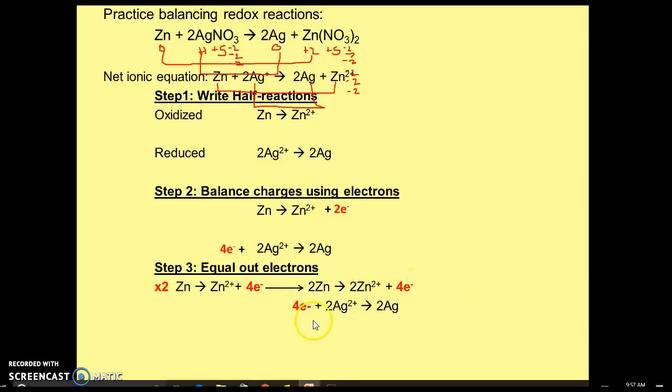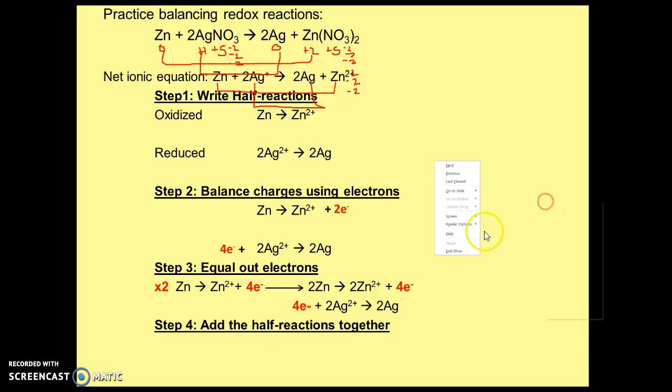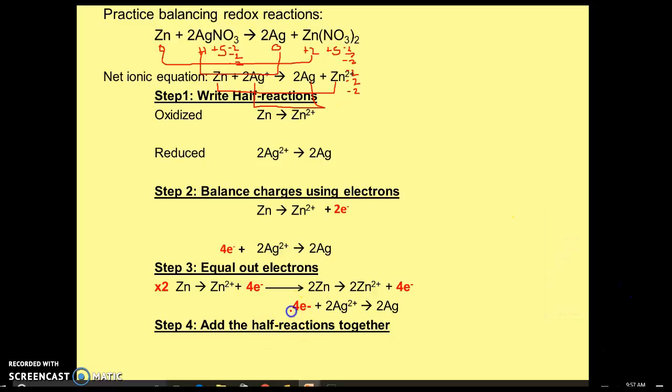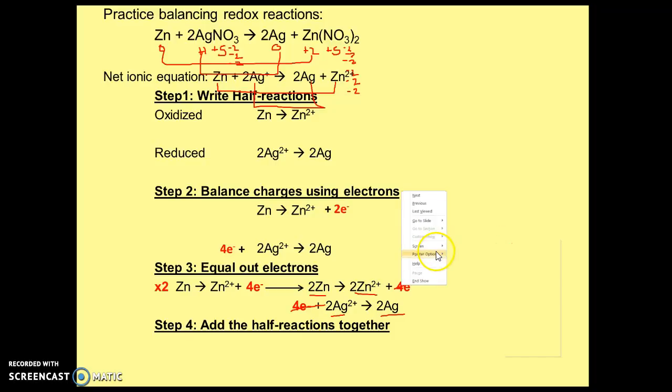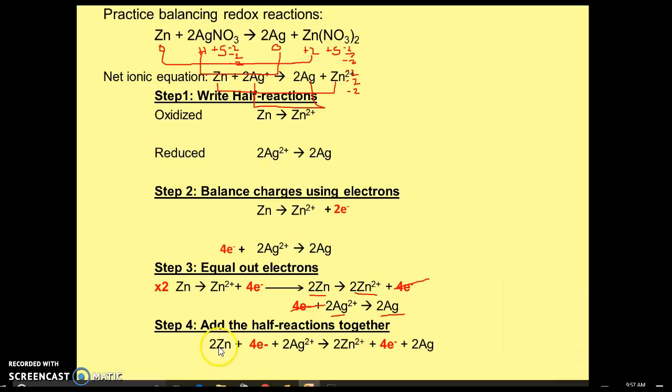Now we can add the half reactions together. The electrons will cancel, so we just have to write the stuff that's left. So we end up writing 2 zinc. Sorry, I didn't cancel them out, but they're going to cancel because they're on both sides. So then this is our final reaction. We take out those electrons because they match, and then we write a final balanced reaction.